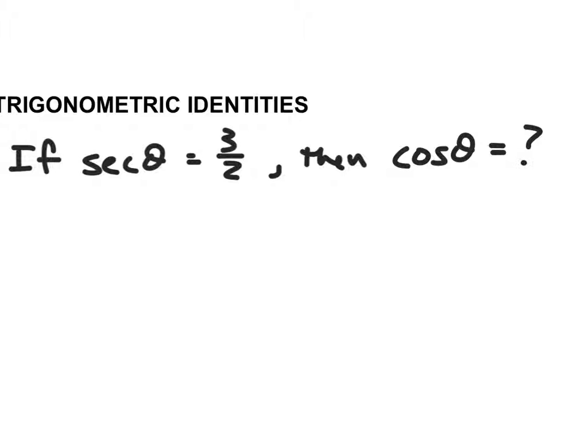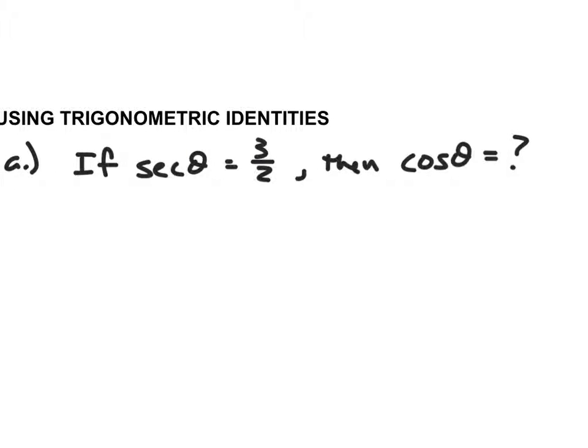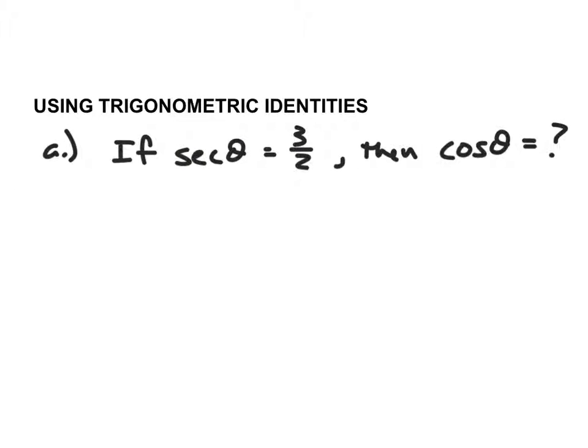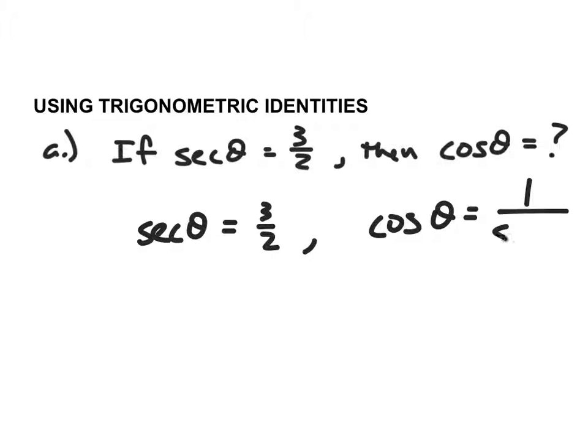Okay. And there's a couple different ways to think about this. First of all, what I know is that these are reciprocal functions. So if I know that secant of theta is equal to 3/2, I also know that cosine of theta is equal to 1 over secant of theta. So I can use this identity here to figure out what cosine of theta is.